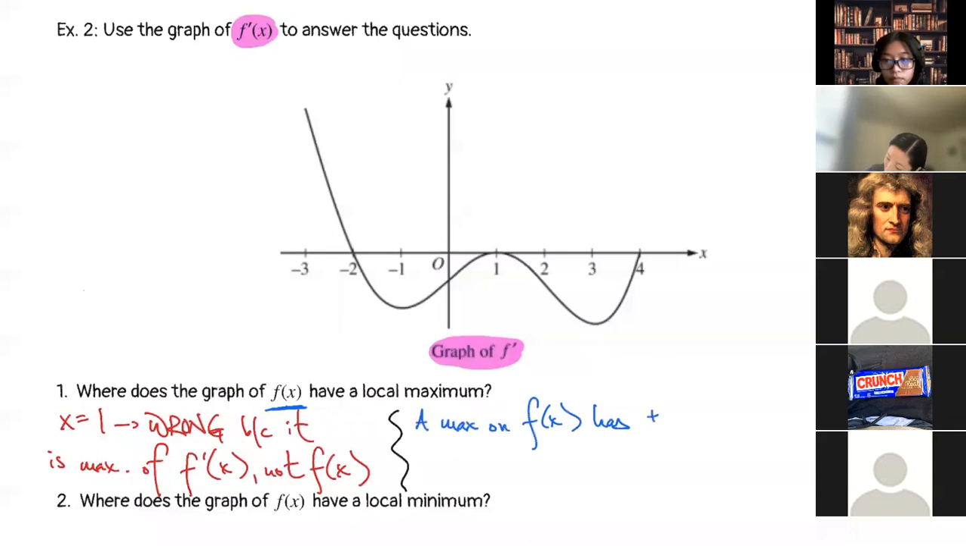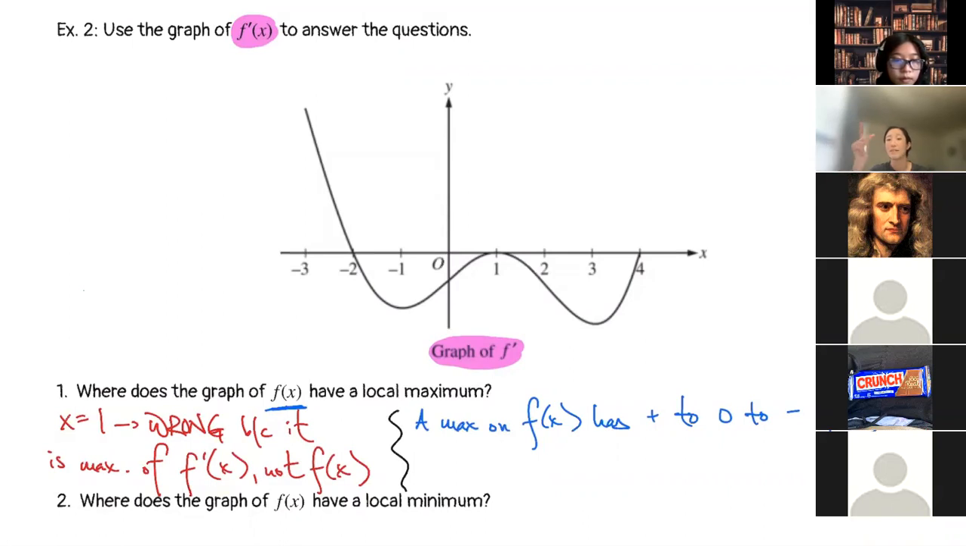Yeah, a maximum on f of x has positive to 0 to negative slope. Right? All right. 1 is not the right answer. Step away from the idea of slope, because it is... let's replace this word slope with derivative. All right. So that is the new layer here.